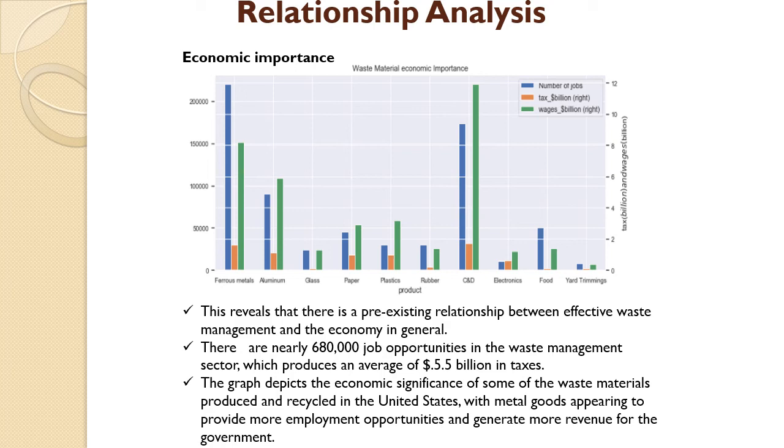We can see from this waste material economic importance chart that three things are shown. At the bottom, we can see the product names or the items. At the right side of the chart, we can see the tax in billions and wages. And on the left side, we can see the number of jobs it created or will create. So from this graph, we can see that there is a pre-existing relationship between effective waste management and the economy in general. The blue bar shows the number of jobs, the orange bar shows the tax paid in billions, and the green bar shows the expected wages.